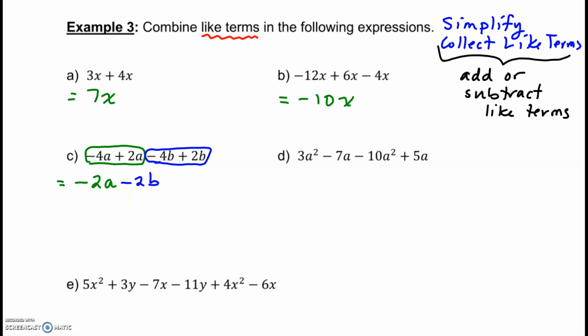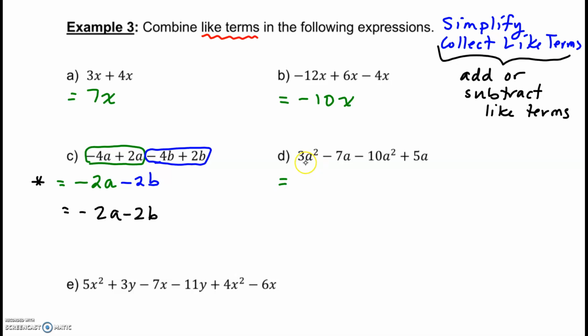Negative 2a minus 2b. Now I'm going to do my answers in the colors just to help you recognize what goes together for like terms. All right, so for my next question, I have 3a squared minus 7a minus 10a squared plus 5a.